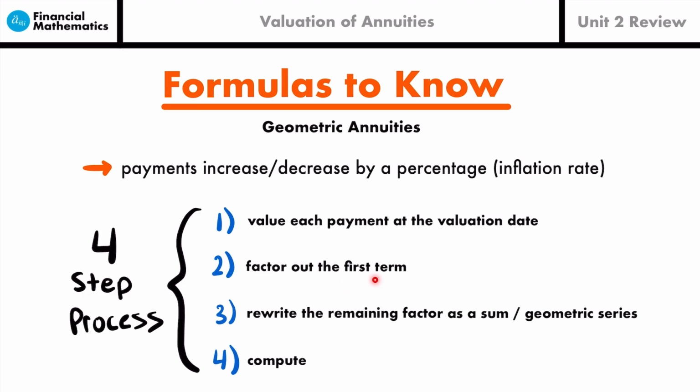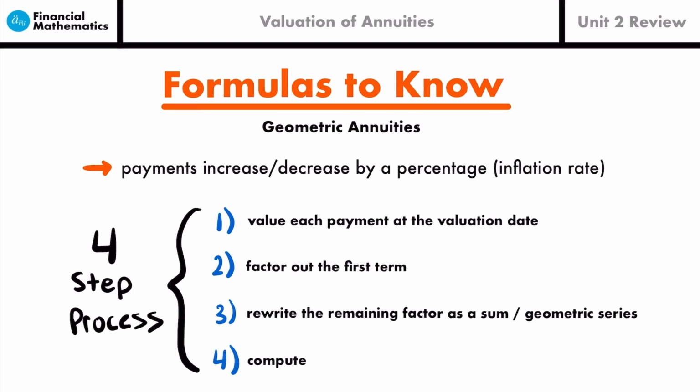Then you want to factor out the first term from those series of terms that you wrote in step 1, and then you want to rewrite the remaining factor as a sum or a geometric series. And then from there, you can compute the sum of that geometric series, multiply it by that first term that you factored out, and that's how you compute the geometric annuity.